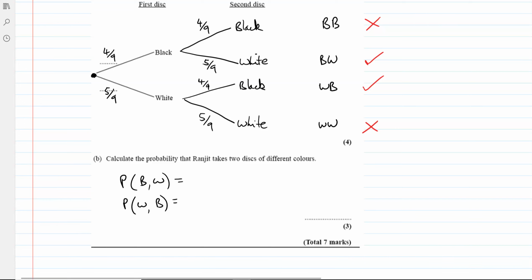So probability of pulling out black then white, we always multiply along the branches. Chance of getting a black times by the chance of getting a white afterwards, 4/9 times 5/9. You got calculators, but top times top, bottom times bottom. And white then black, white is 5/9 times by black is 4/9. So I'm just working my way along the branches for each one. Again, this is going to be 20 over 81. And both of these outcomes are desirable. They're both the ones I want. Both of them result in 2 discs of different colours. So because there's 2 ways of getting there, I will add these probabilities together.